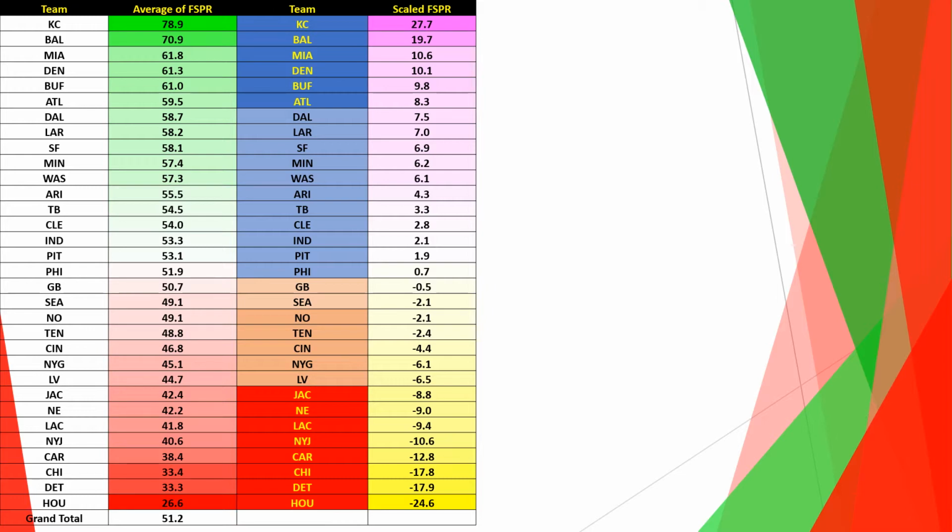And so right away, I sorted by highest to lowest. So the top team is Kansas City. They are 78.8, or roughly 27.7 above average. So it's a nice bit. If this was a tier system, they would be number 1. Baltimore is number 2 at 70.9, and they're 19.7 above average. So those two stick out.